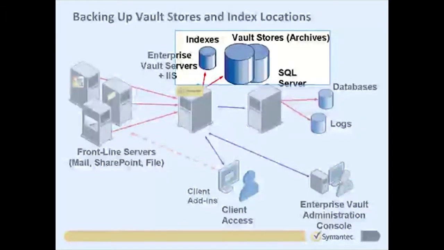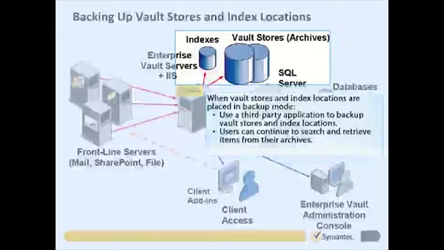Enterprise Vault allows you to put index locations and vault stores into backup mode for the duration of a data backup. Once Enterprise Vault is in backup mode, a third-party application, such as Backup Exec or NetBackup, can be used to back up the Enterprise Vault data. During this time, there are no additions to the index locations or the vault store locations. However, users can continue to search and retrieve items from their archives.